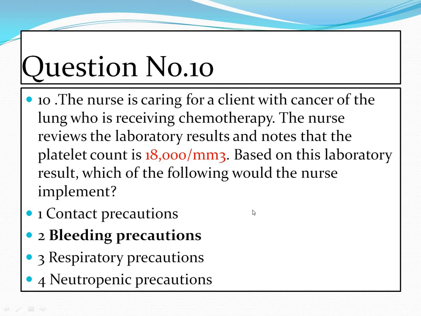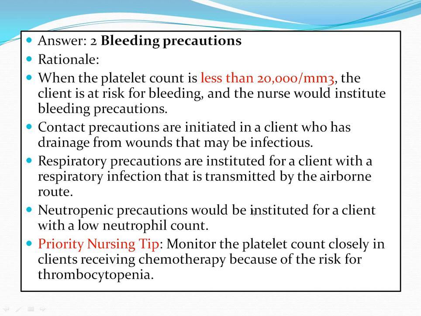It is bleeding precaution. Why? Because when the platelet count is less than 20,000, the client is at risk for bleeding and the nurse would institute bleeding precaution. And monitor the platelet count closely in the client receiving chemotherapy because of the risk of thrombocytopenia.